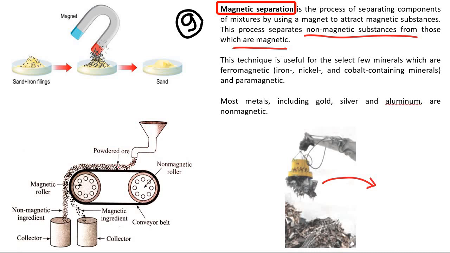Now this powdered ore has magnetic as well as non-magnetic components. Here in this roller, this is a magnetic roller, whereas this one is non-magnetic. Out of the two components of the powdered ore, the one which is magnetic will be attached more to this magnetic roller, and as a result it will fall over in this collector, whereas the non-magnetic ore component will fall over like this. So you see, we are able to separate the non-magnetic as well as the magnetic component of this powdered ore using magnetic separation.